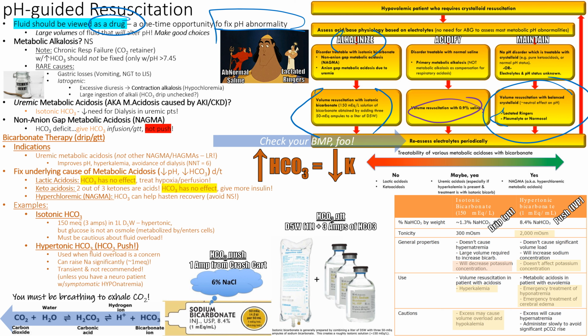Okay, so large volumes of fluid will definitely change the pH. And so we want to be making good choices. So do we want to use normal saline or lactated ringers? If we have 2 on the shelf, which one should we grab? Okay, someone has metabolic alkalosis, there we go, that's normal saline. That's the one that we want to be giving, okay?